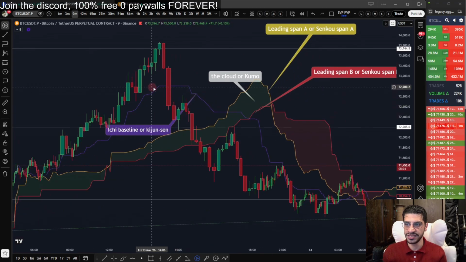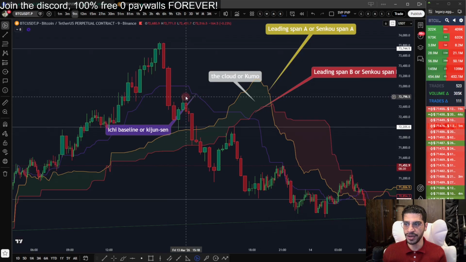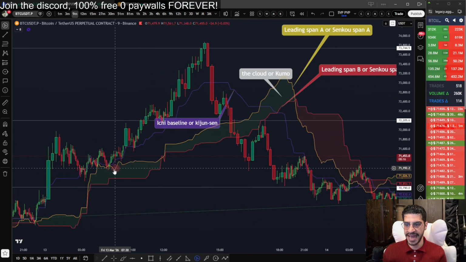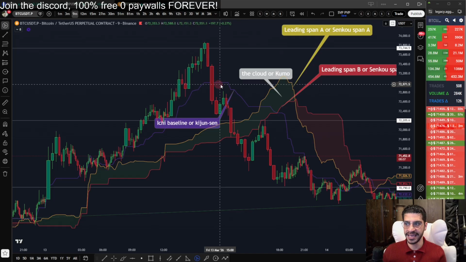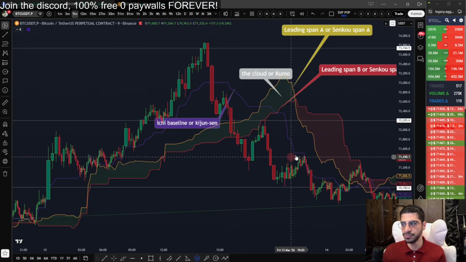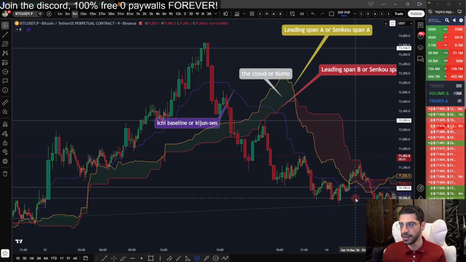But as you can see, sooner or later, we went to that baseline and we broke through it and we couldn't get back above it. If an asset is trading above its Ichi baseline, it tends to move more bullish. Once the asset goes below the Ichi baseline and can't get above the baseline, it tends to move in a little bit more of a bearish wave.